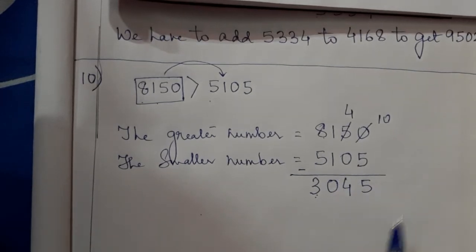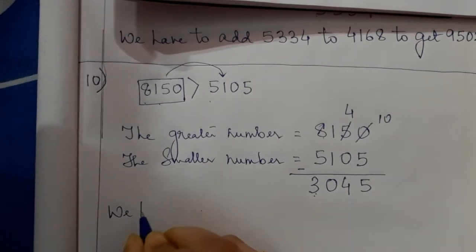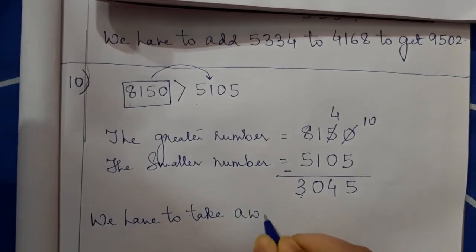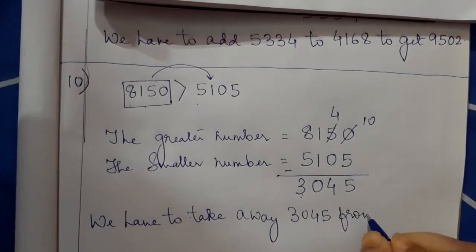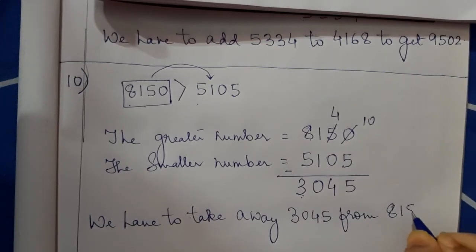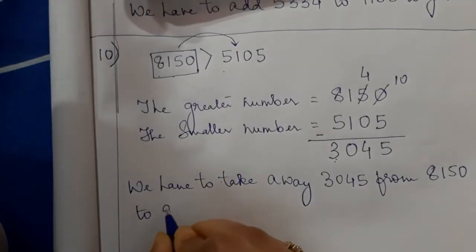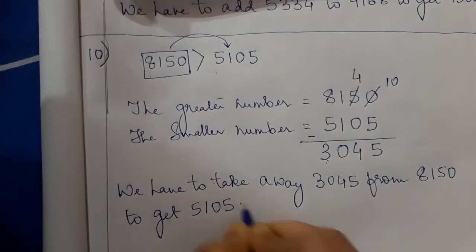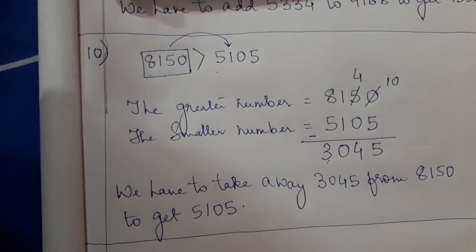So now let's write this in the statement form. We have to take away 3045 from 8150 to get 5105. Easy, isn't it? So now let's draw a line here. Very easy.